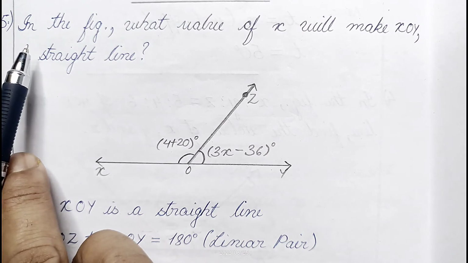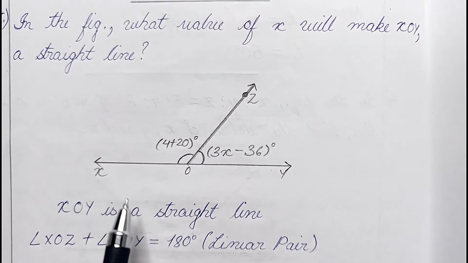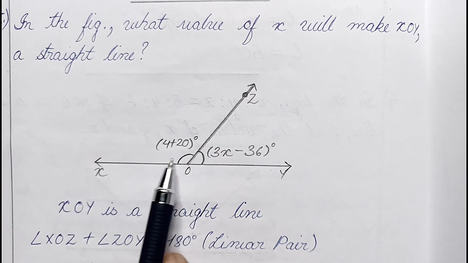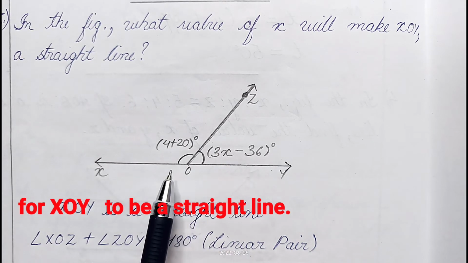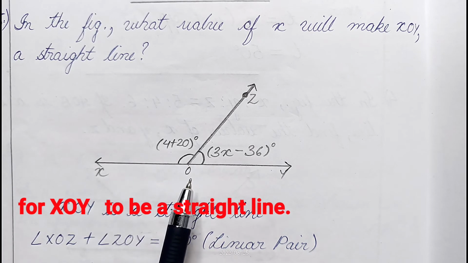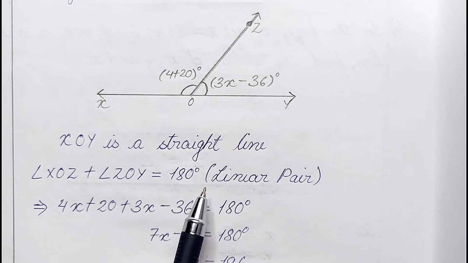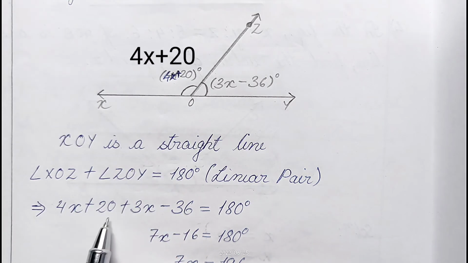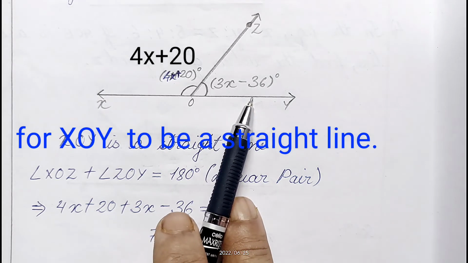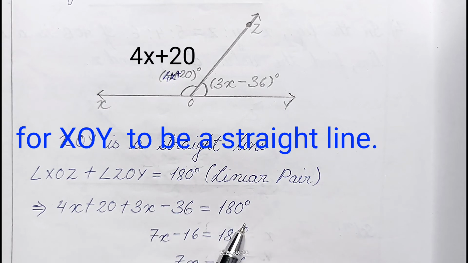In question number 5, it is given in the figure what value of x will make XOY a straight line. For XOY to be a straight line, the sum of these two angles will be 180 degree. So we can write XOZ plus YOZ, the sum of these two must be 180. Then only XOY will be a straight line. So we can write XOZ plus ZOY will be 180. As given in the question, XOZ is 4x plus 20. So we can write 4x plus 20 plus, here it is 3x minus 36. So here instead of ZOY, we can write 3x minus 36. This is equal to 180. Now 4x plus 3x is 7x.